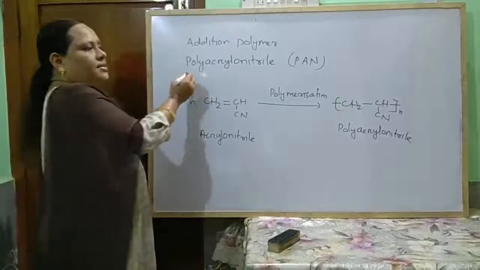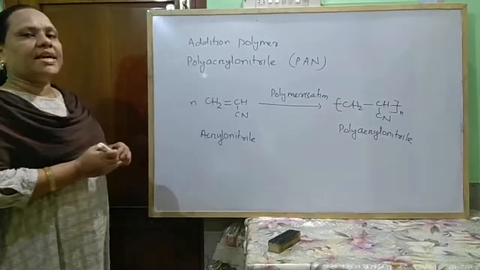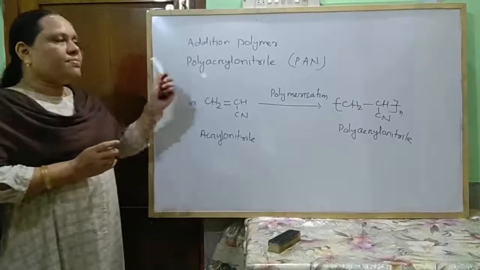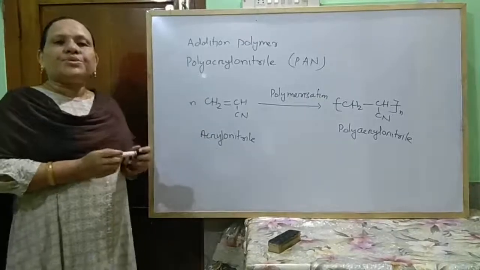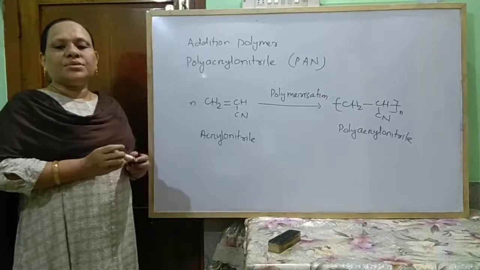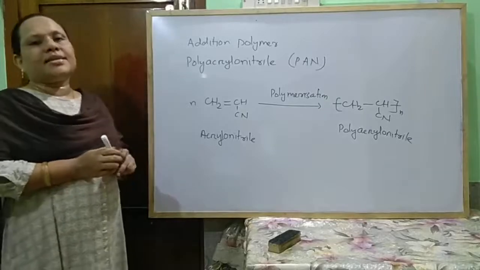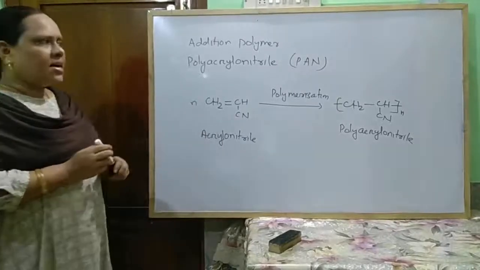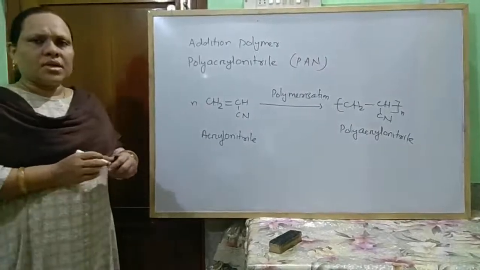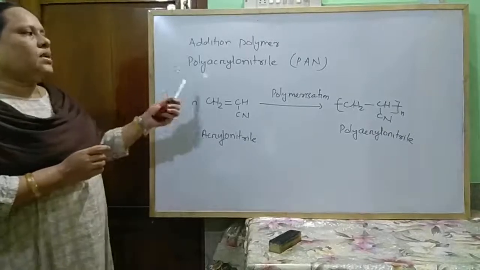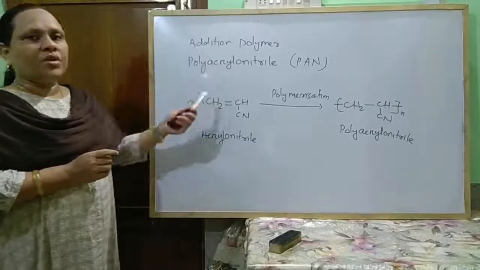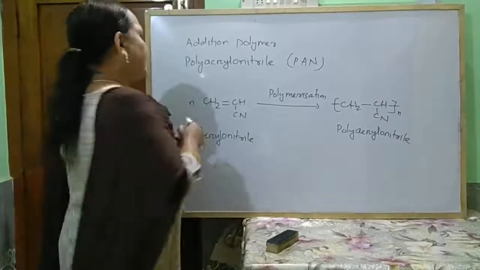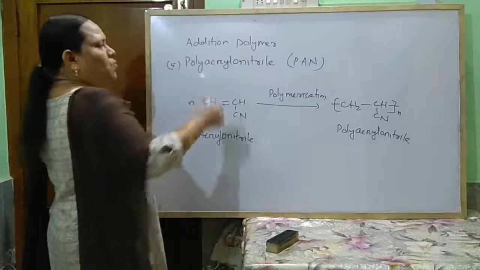So this is also a homopolymer. This is an addition polymer as well as a homopolymer, and it has a fibrous-like structure. Due to its fibrous-like structure, it is used in the manufacture of synthetic carpets, blankets and sweaters, etc. These are also known as orlon. This is a substitute of wool. Okay, polyacrylonitrile.